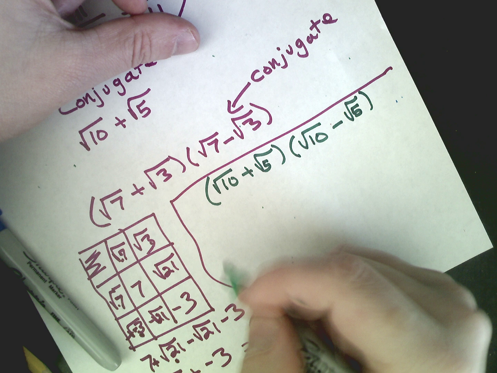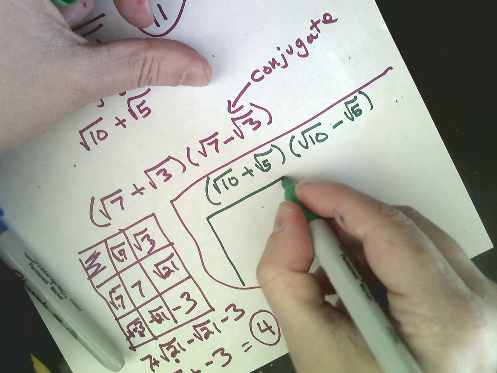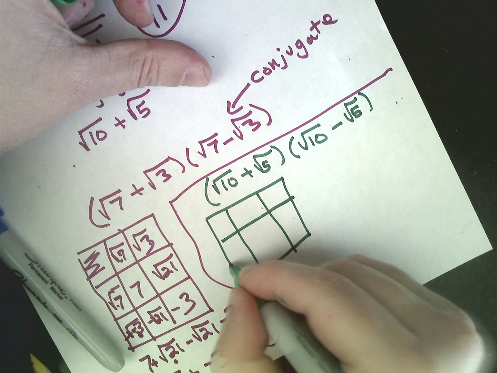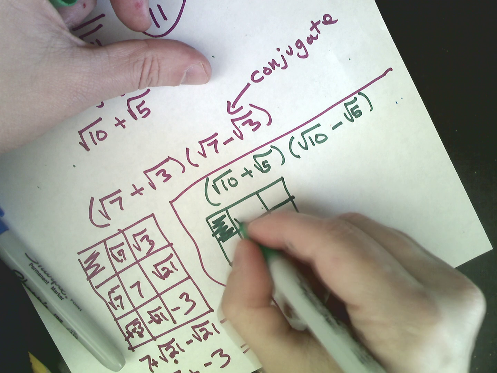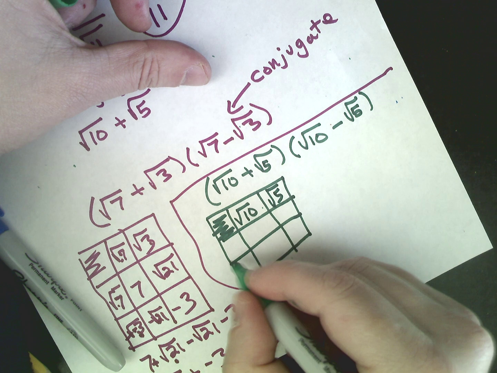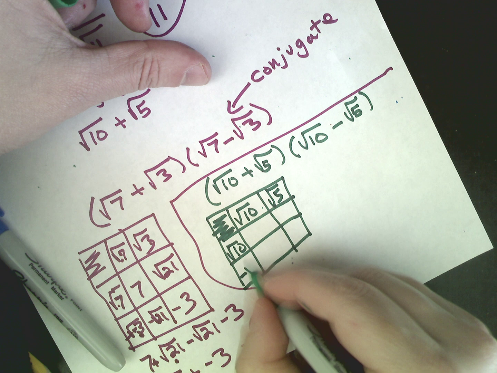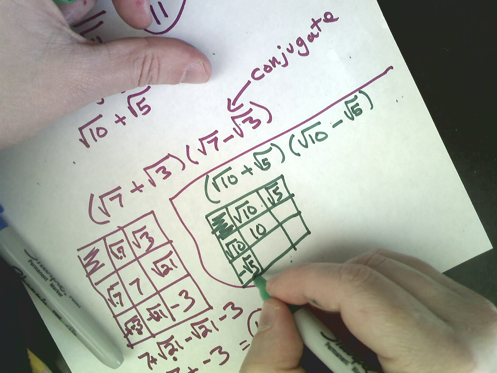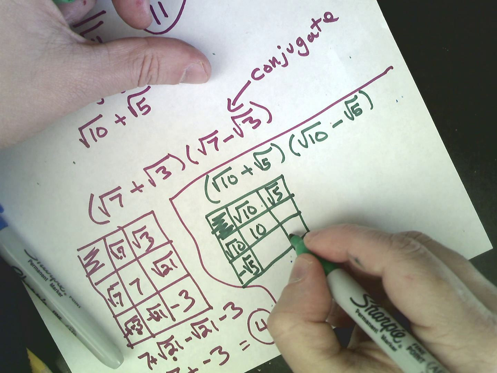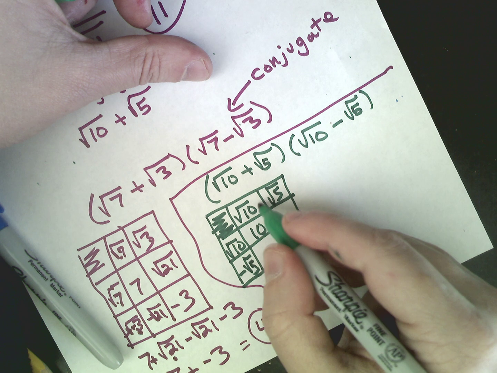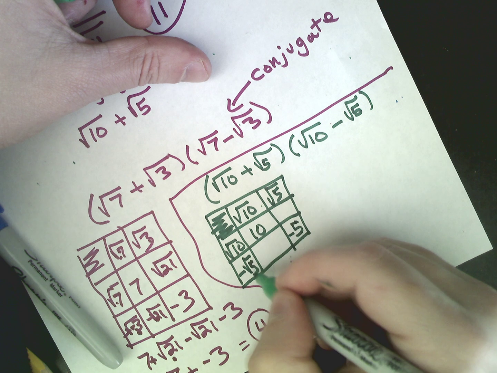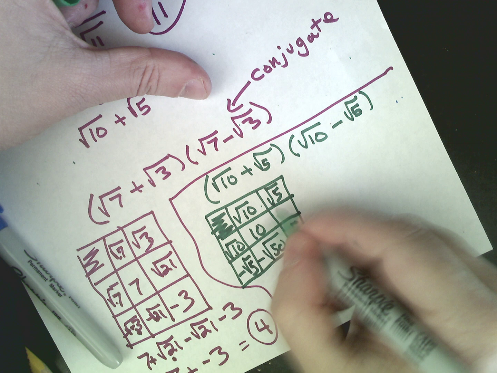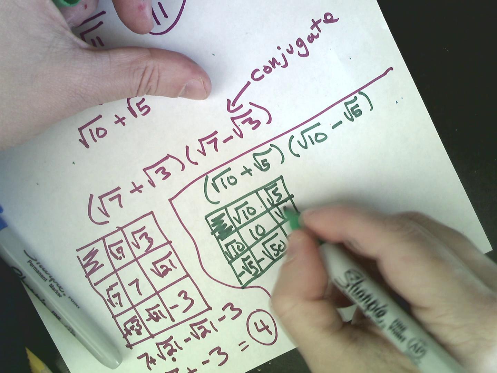All you're doing is changing the signs. Do a box method. You could do the distributive property if that's what you like to do. I like to do the box method because I think it's easy to see what I'm doing. Okay, square root of 10 times square root of 10 is just 10. Square root of negative 5 and square root of positive 5 is just minus 5. Now I'm just going to do this. Square root of 10 times square root of negative 5 gives me negative square root of 50. Square root of 10 and square root of a positive 5 is just positive square root of 50.